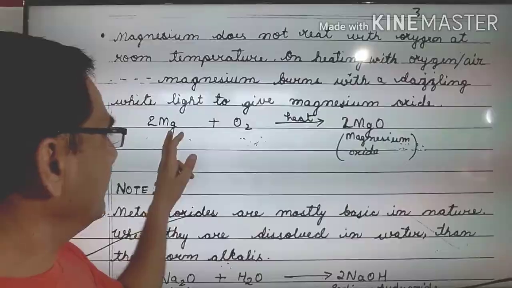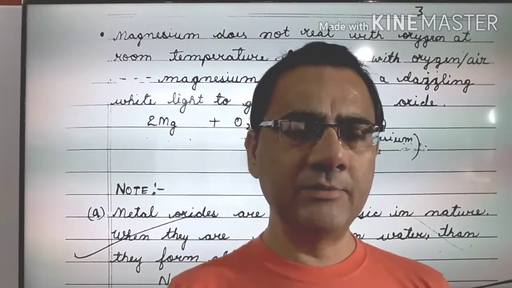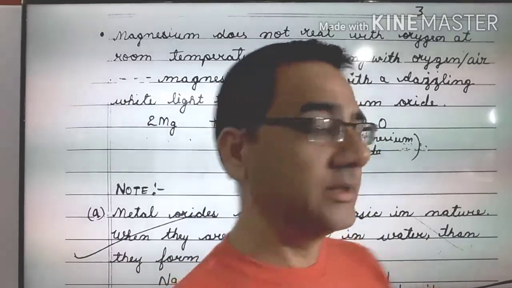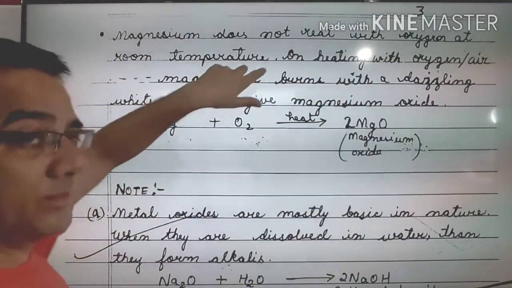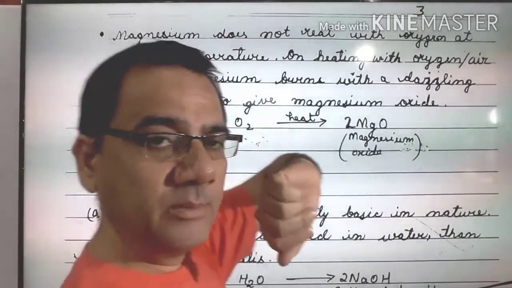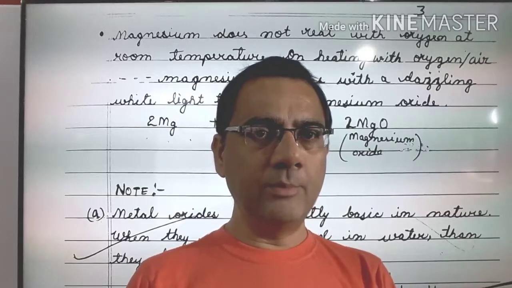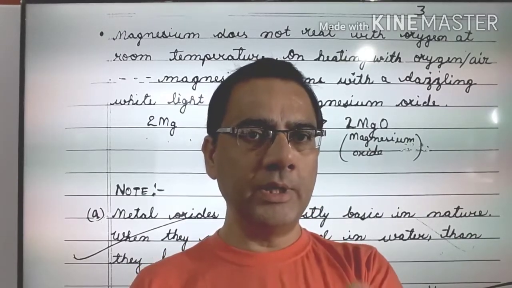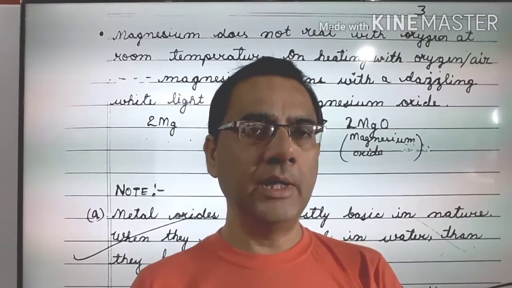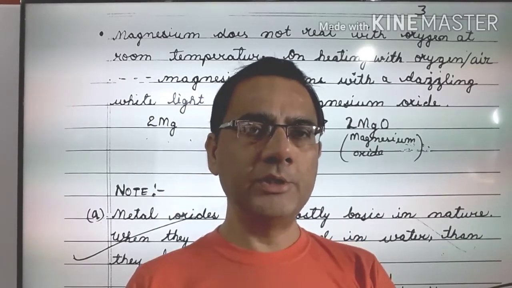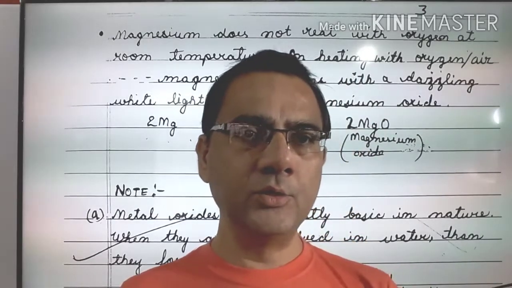Now this magnesium, when it burns with the flame, burns with a white dazzling light. So it is written, magnesium does not react with oxygen at room temperature. Actually, sodium and potassium are very reactive. So when sodium and potassium are exposed to air, then without heating they may react with the oxygen and form sodium oxide or potassium oxide. But the magnesium does not react with the oxygen at room temperature.